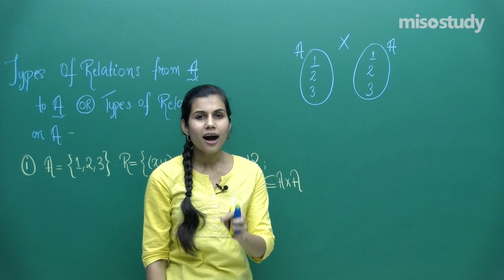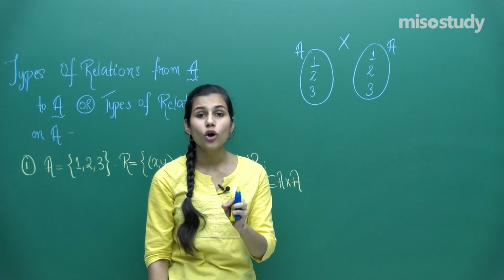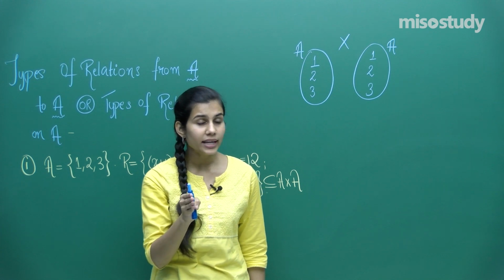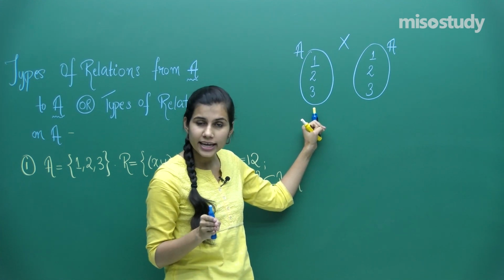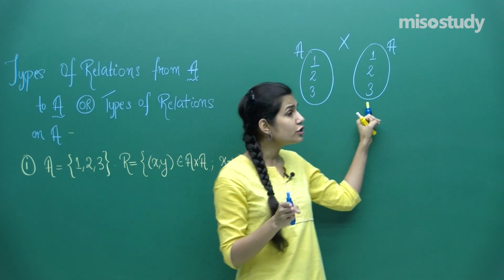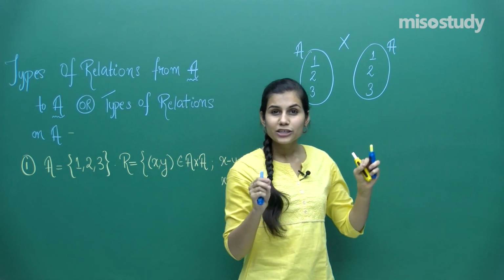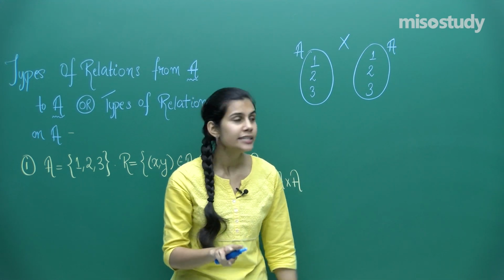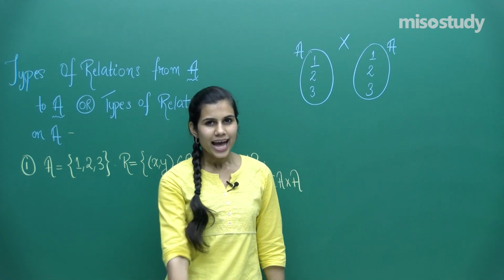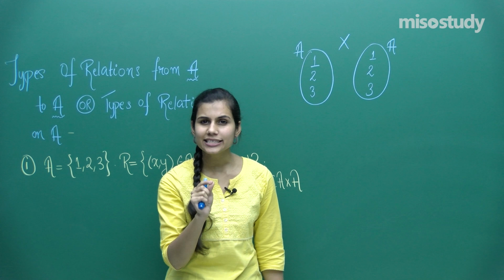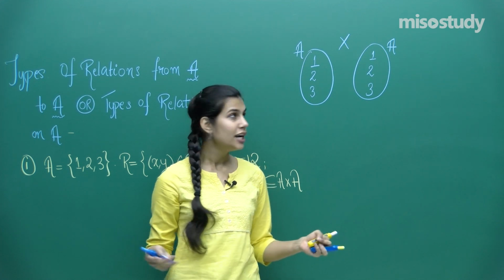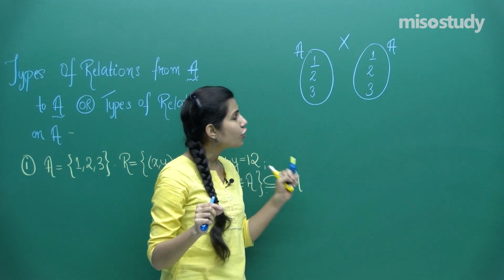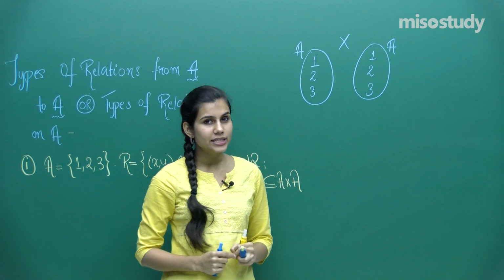That means I have to find out all the ordered pairs (a, b) such that the first element small a comes from the first set capital A and the second element small b also comes from capital A. That means all possible ordered pairs with the two components coming from A itself. And the very smart and easy technique is the arrow diagram technique, which is: from each element of the first set, draw arrows to each element of the second set.